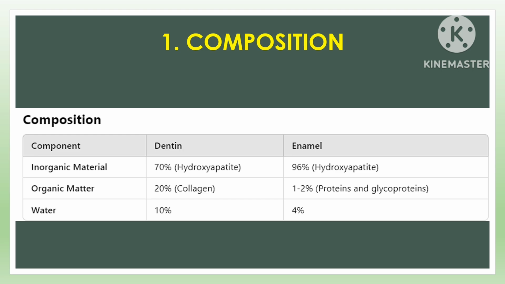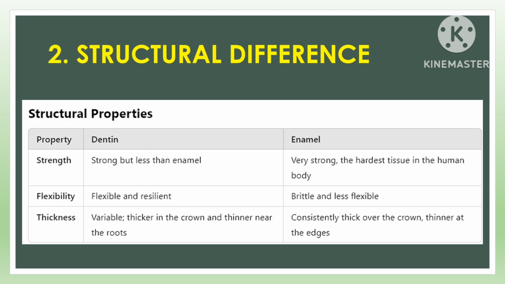When it comes to the structural properties, dentin is strong, but a bit more flexible and resilient as compared to enamel. It varies in thickness, being thicker in the crown and thinner near the roots. Enamel, however, is incredibly strong but also brittle and less flexible.